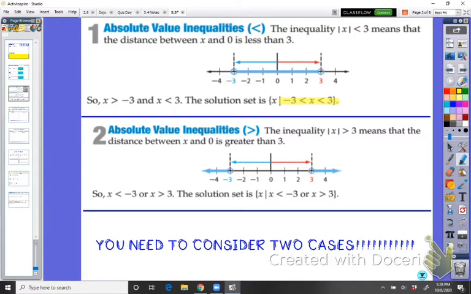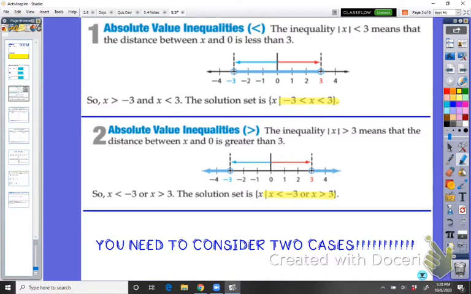Number 2, the absolute value of x is greater than 3, means the distance between x and 0 has to be greater than 3 units away. So you can see I went out to -3, and beyond that to the left would be values that are more than 3 units away from 0, and similar on the right. If I went out to 3 and then I go beyond 3, that gives me values that are greater than 3 units away from 0. So you'll see the solution set as the or statement in between both of those.